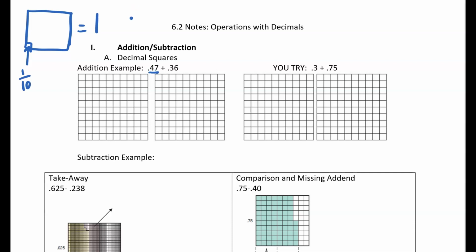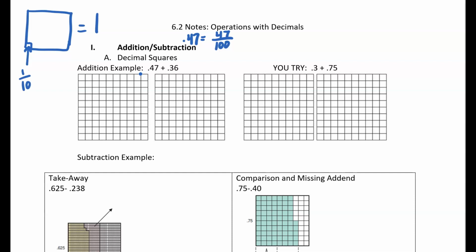So 0.47 is equal to 47 hundredths, and the reason I know it's hundredths is because I can count the place values. So we start with tenths place and then hundredths place. So you always go out to the farthest place value that the last number to the right goes to, and that tells you what your denominator is. So we've got 47 out of 100.